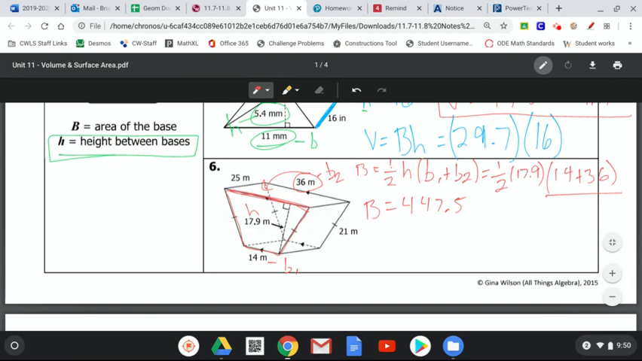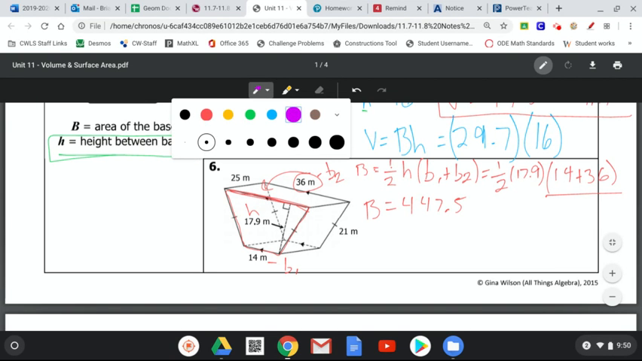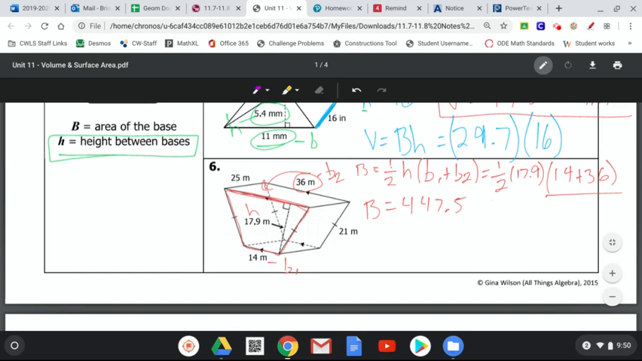Now we just have to figure out the height between the bases. Height between the bases, that's going to be our H. Looking from trapezoid to trapezoid, we're trying to figure out what this length is right here. Well, it shows us what it is right over here. Those heights are going to be the same. Both of those purple lines are going to be the same measure, which is 25. So our height is 25.